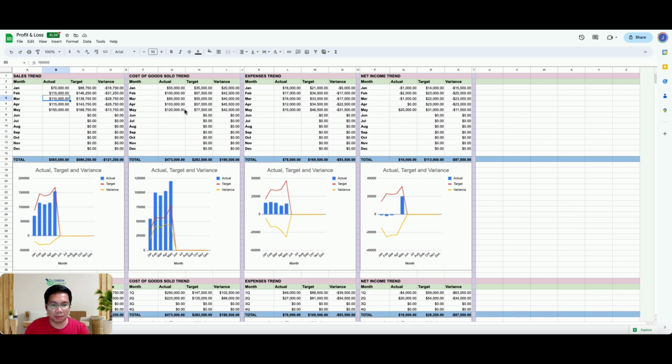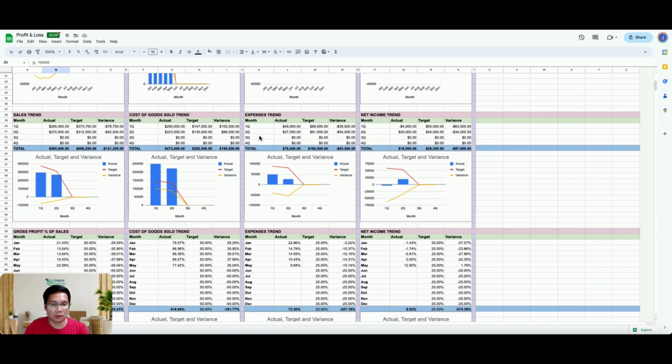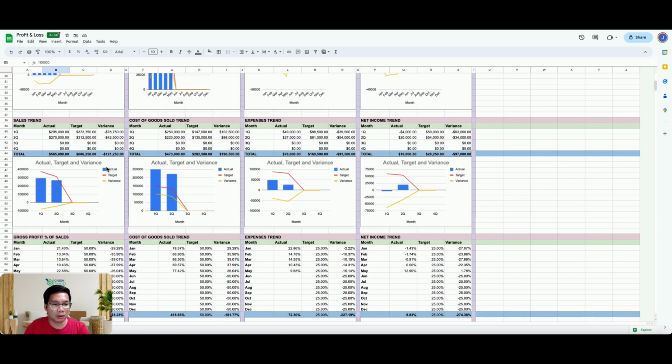Now, sometimes a monthly basis doesn't make that much sense, so we can also use a quarterly one. The quarterly one summarizes each quarter, so you have fewer amounts to compare, and sometimes it's more understandable. So we can see immediately here that sales decreased from the first quarter to the second quarter, and the cost of goods sold decreased also, as well as the expenses, and the net income has increased.